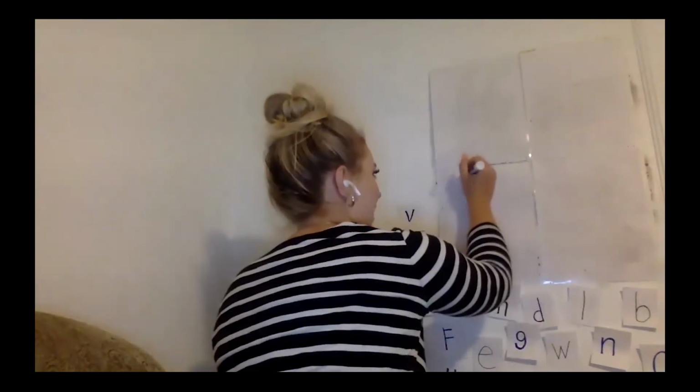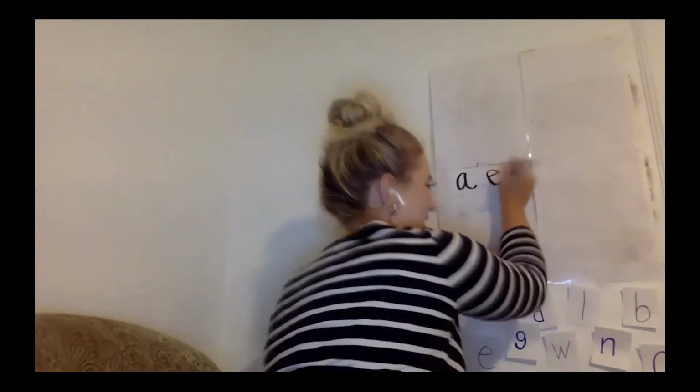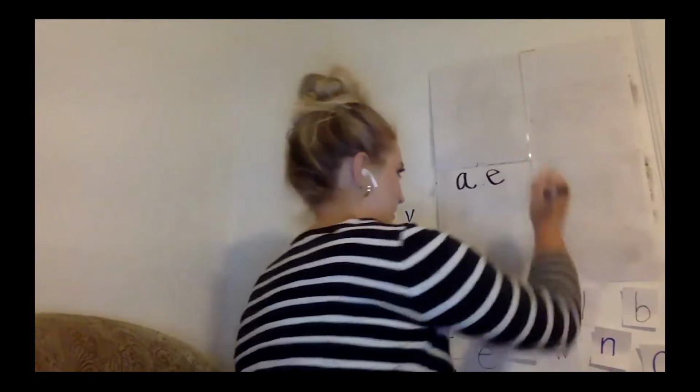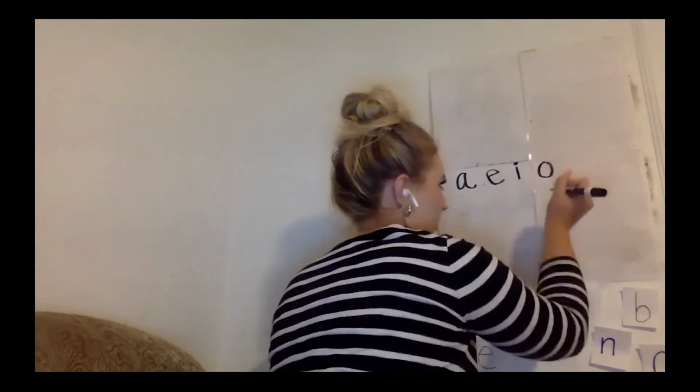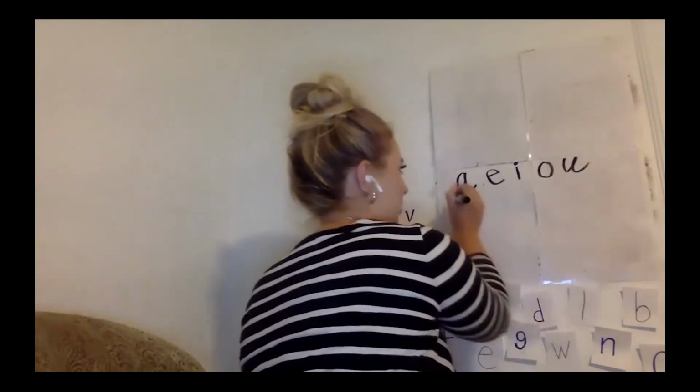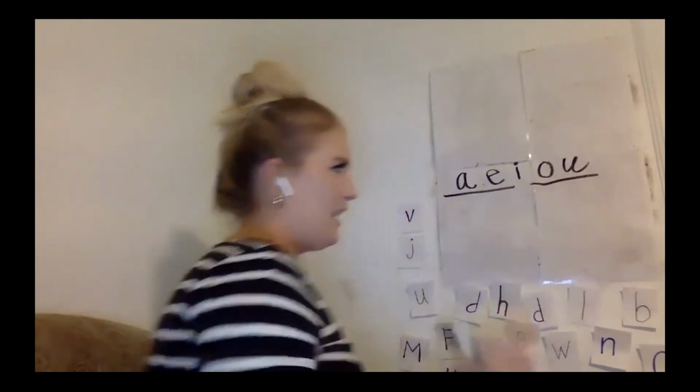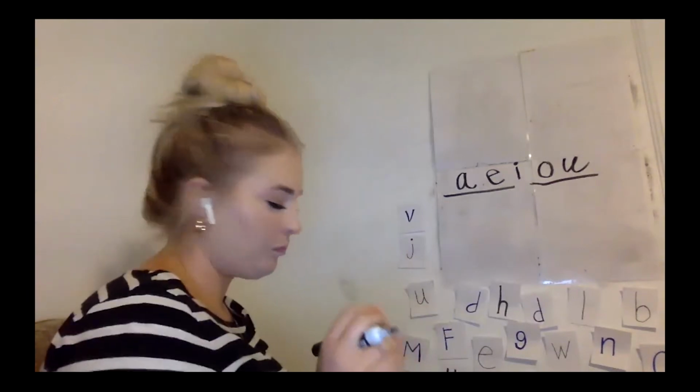Okay, and now we're going to go on to our vowel discrimination. So what are our vowels? We've gone over these before. Name a few. What's one vowel? Good job. A. What's the next one? Very good. E. What's our next one? I. O. And U. Those are our vowels. A, E, I, O, and U.